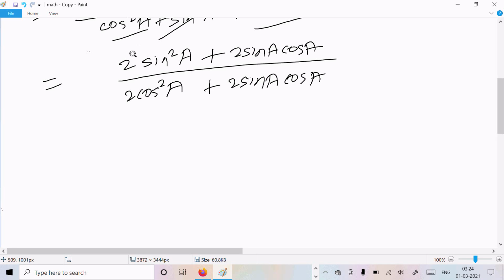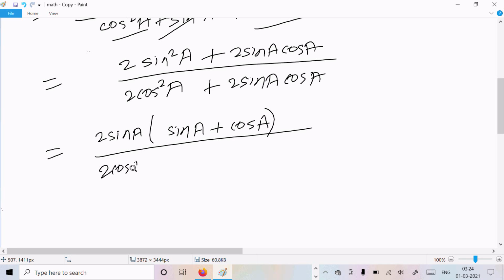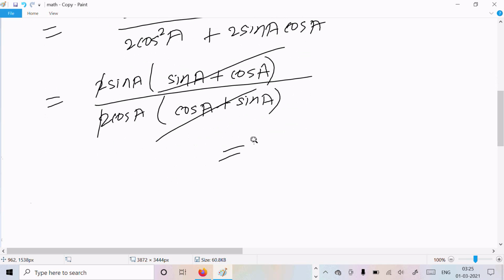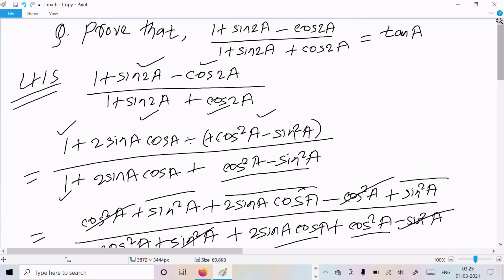After that, 2 sin a is common in the numerator, so we can write sin a + cos a. Now in the denominator 2 cos a is common, so we can write cos a, and here sin a is left. So this term cancels, the 2 cancels. Now here we can write sin a by cos a, which is tan a. So tan a is what we needed to get, and finally I got it.